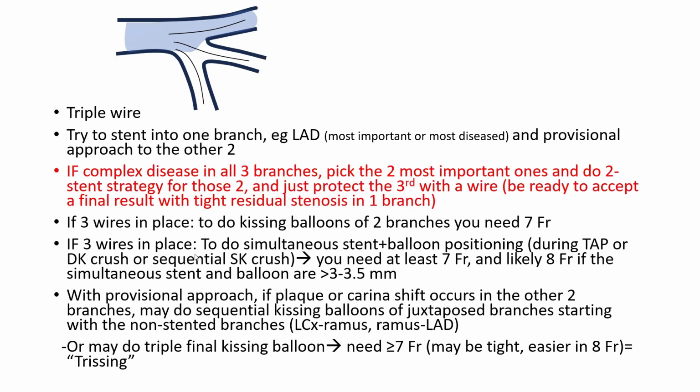Also, if you have three wires in place to do simultaneous stent balloon, meaning a stent in one branch and balloon in the other, such as when you do TAP, you're doing a stent in the side branch while you're having a balloon positioned in the main branch. So TAP or sequential single kiss crush or DK crush, you need at least 7 French.